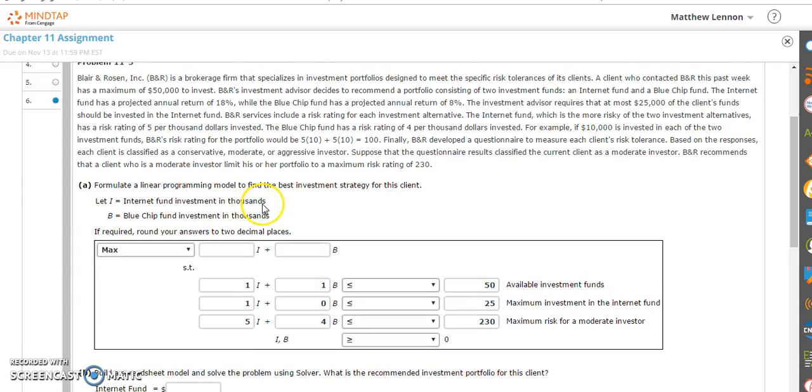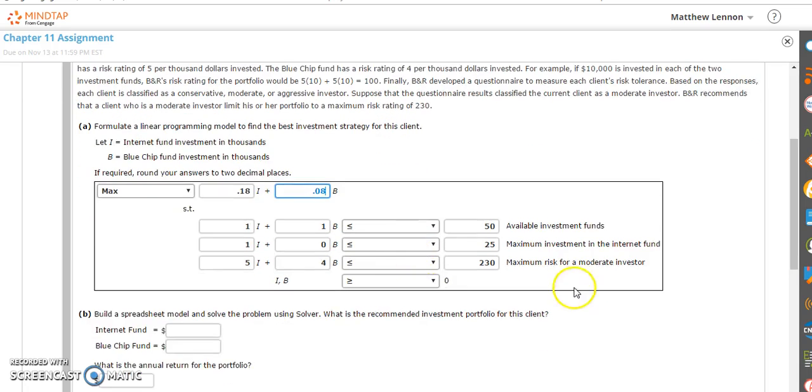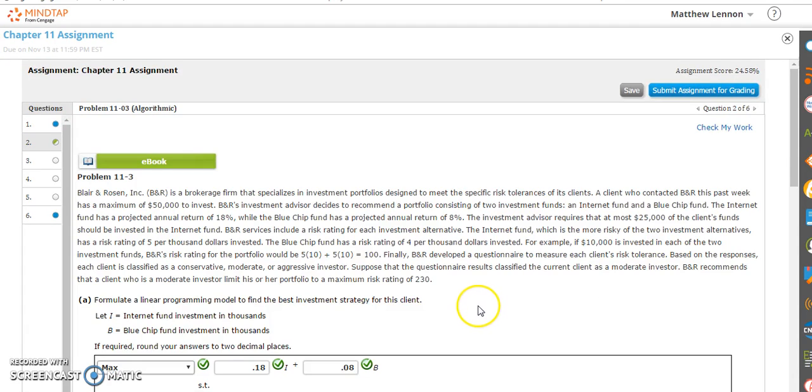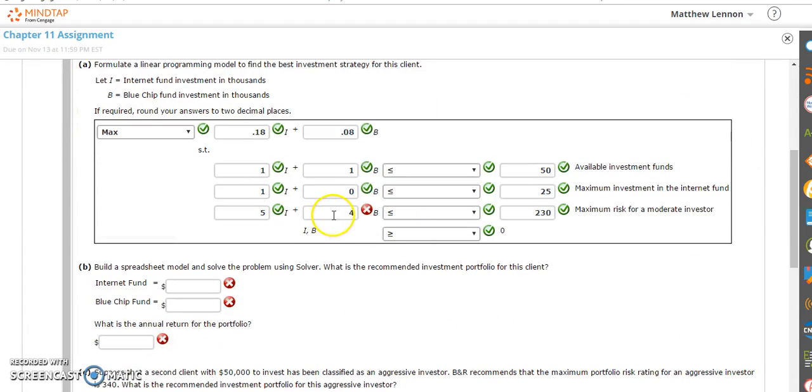And what do we want to maximize? I'm guessing the profit amount, the rate of return, which should be, if we use the projected values, 0.18 times the internet value plus 0.08 here times the blue chip. So let's check that and make sure that works. Okay, yeah, so we got them all right.